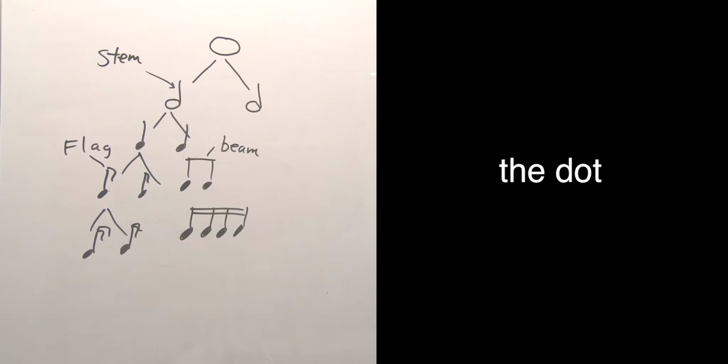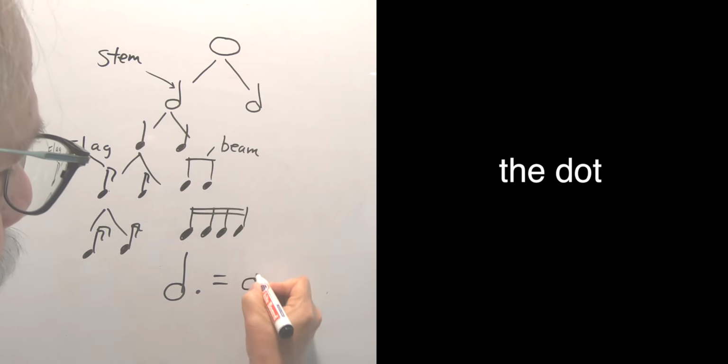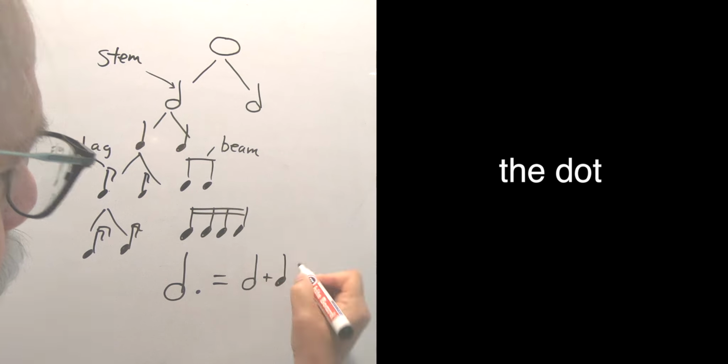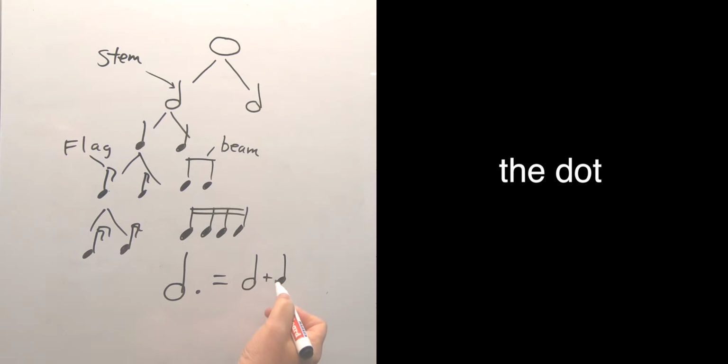Now let's look at the dot. A dot after a note increases the value of the note by half again. So, for example, if you see a dot after a half note, the dot adds half of a half. That is a quarter. And so here's what it looks like. So those are the basics of note duration. So be sure to review everything we've covered so far in these lessons before you go on to the next one.